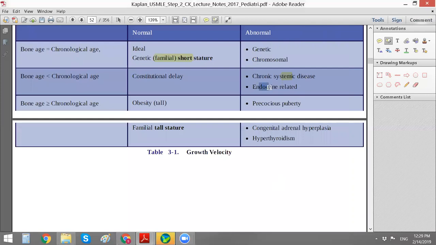Then we have bone age greater than chronologic age. This can be obesity, tall, or familial tall stature. Abnormal can be precocious puberty, CAH (congenital adrenal hyperplasia), and then hyperthyroidism.